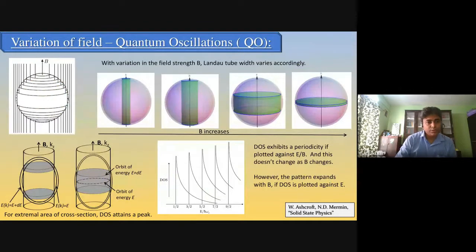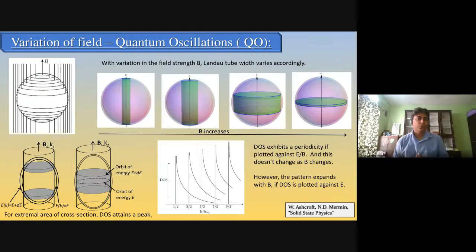Now, let's take a look at this picture first. It is showing that because many different n values are possible, for different n values you will have different Landau tubes, and they have different widths, because the width depends on the value of n. So you can imagine a picture like that. Within the Fermi sphere, you can have that many Landau tubes lying like that.